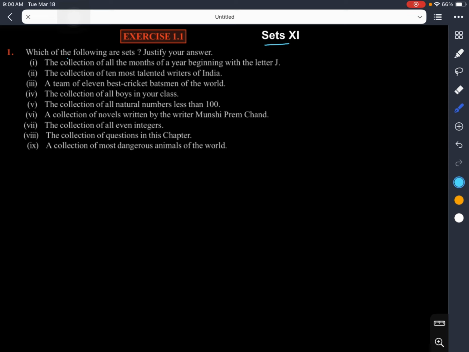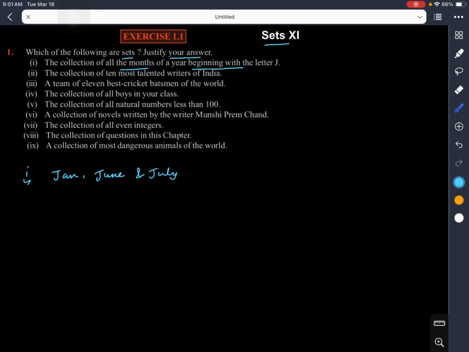Question number 1 is, which of the following are sets? Justify your answer. Part number 1 is the collection of all the months of a year beginning with the letter J. If you ask anyone to make this set, the answer will be same. That means there will be no variation at all. So what are the months beginning with the letter J? They are January, June, and July. And there will be no variation.